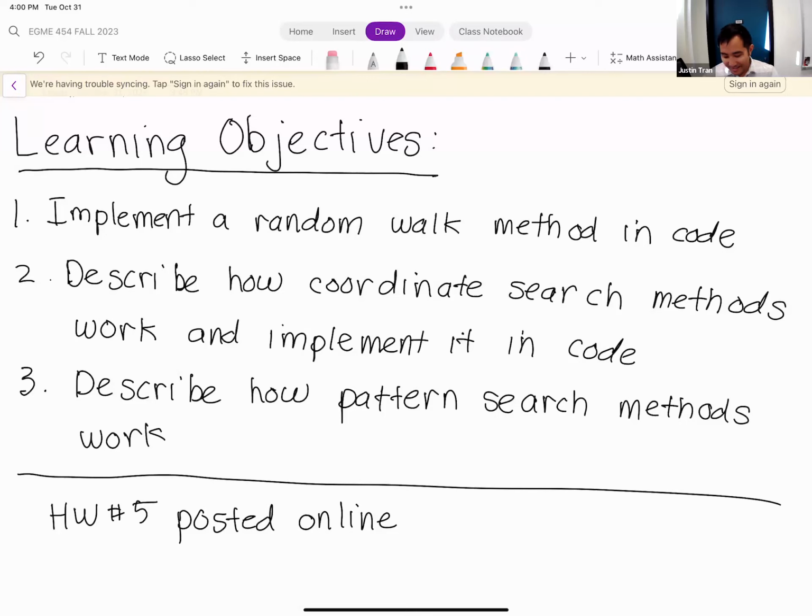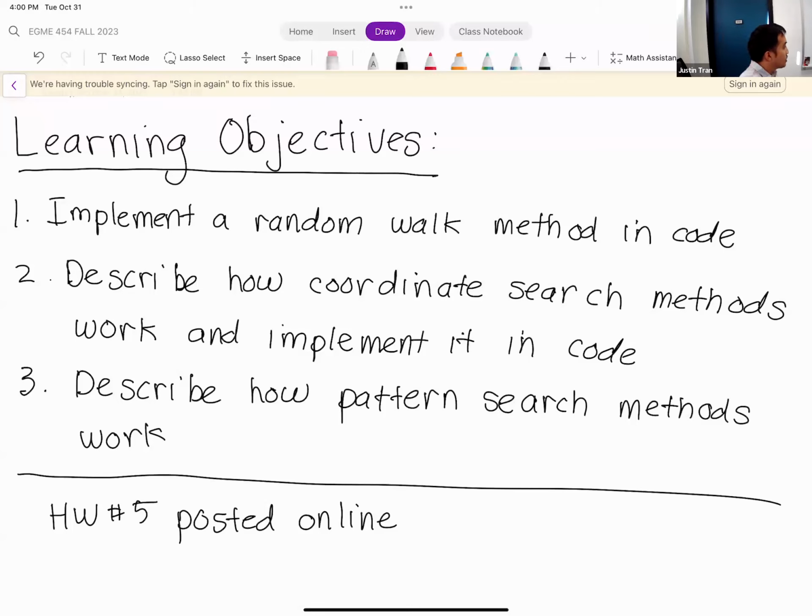You're good? All right. So today we're going to be just continuing our discussion of nonlinear programming methods. I did just post the new homework. So homework 5 is posted online. This is going to be the most code intensive problem set that we're going to have, because with the exception of problem 1, every single problem in homework 5 is going to involve code writing.